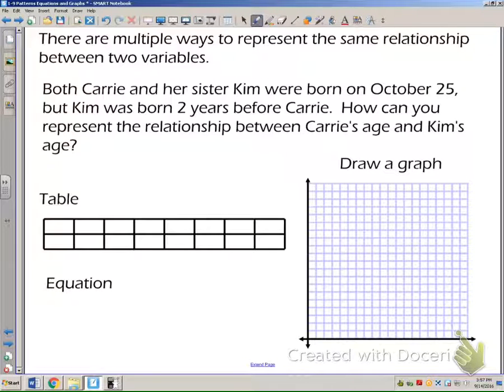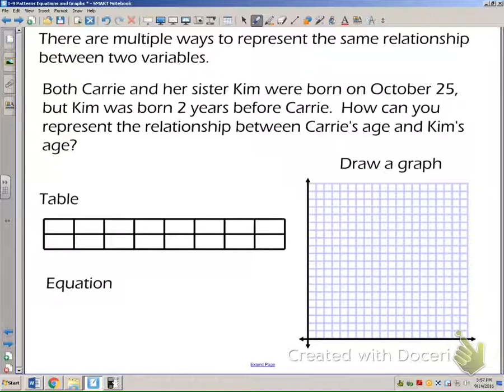Okay, so there's lots of ways that we can represent the same relationship between two variables. For example, you can write out a table, draw a graph, or write an equation. So look at this problem. If you want to pause the video and try this problem on your own, that would be great.